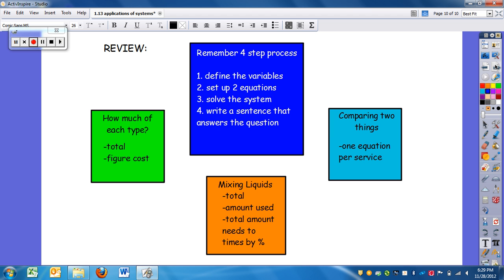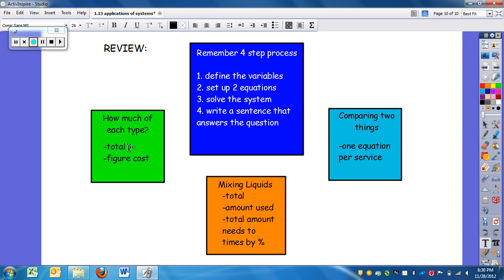So that concludes the second portion of this video. Remember to watch the first portion if you watched this one first. Remember the 4-step process. You have to define a variable, set up your 2 equations, solve the system, and then write a sentence that answers the question. And again, we have 3 types. How many of each type?